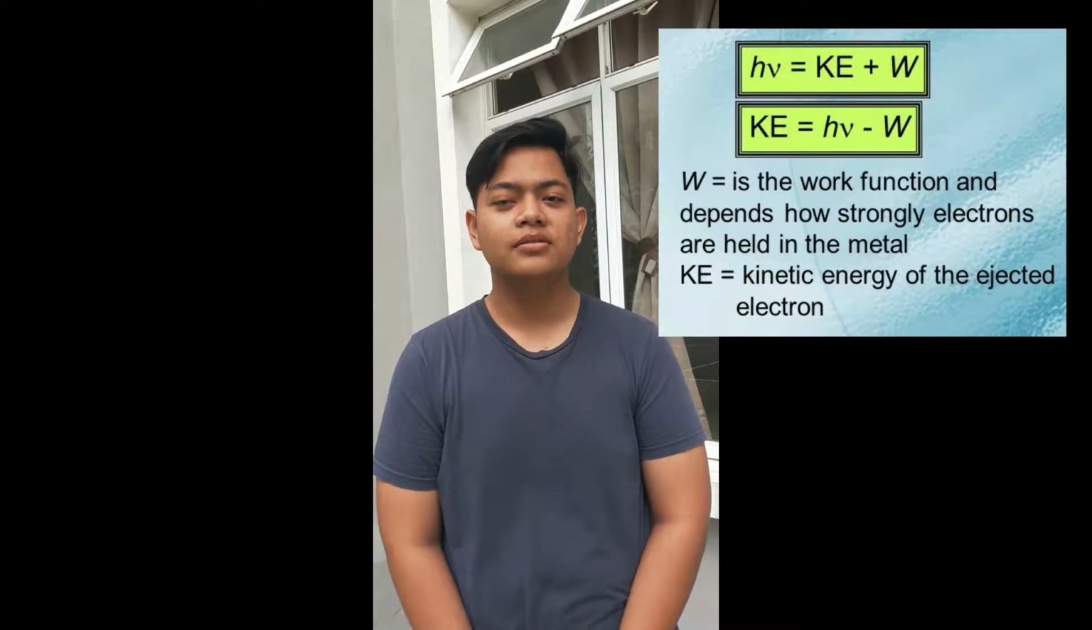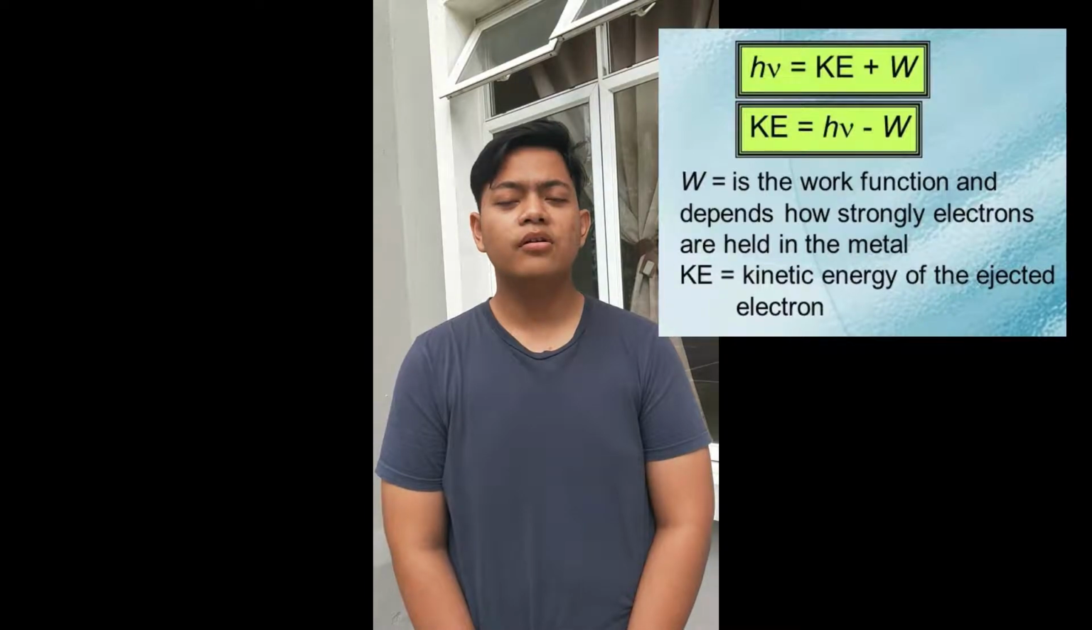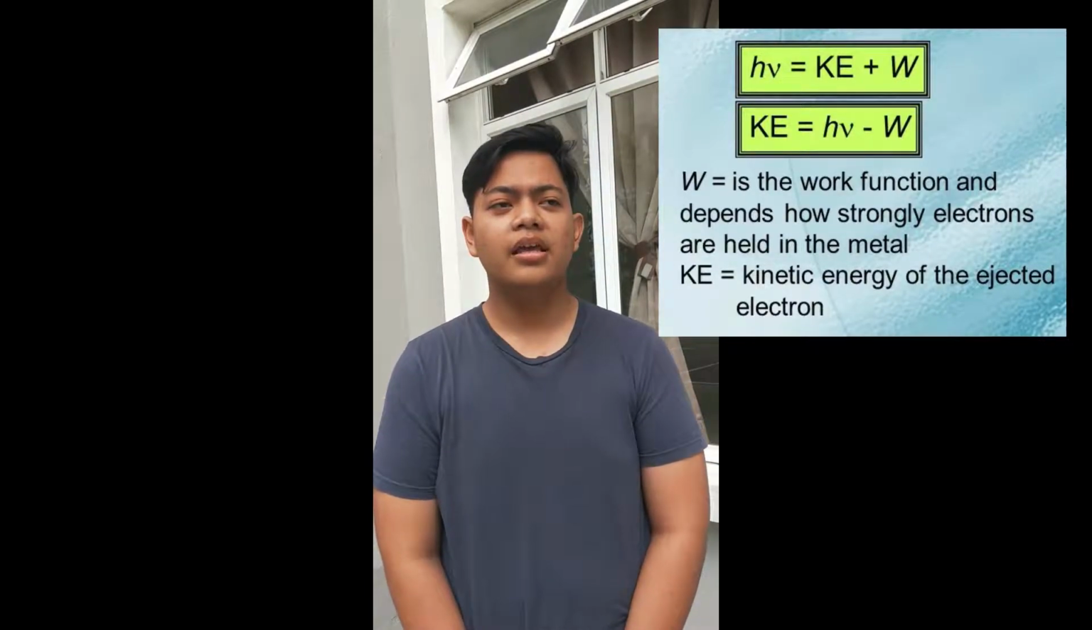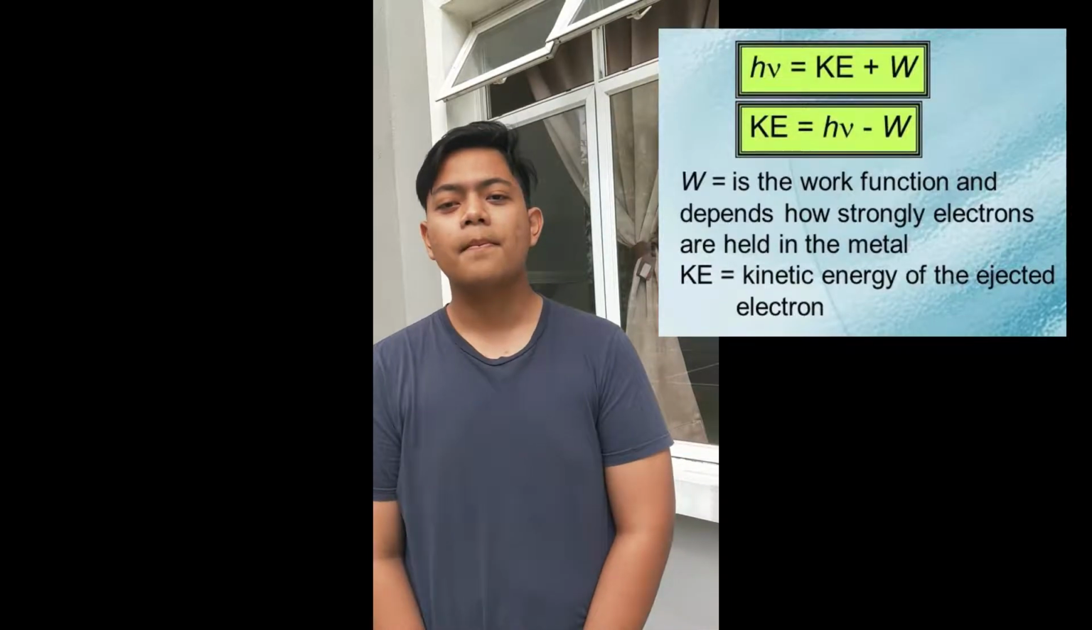Today I want to explain about the photoelectric effect. The photoelectric effect happens when electrons are ejected from the surface of a metal because of light, and it requires a minimum frequency, also called the threshold frequency. The number of electrons ejected is proportional to the intensity of the light. A photon is known as a particle of light. The formula is hv equals KE plus W, where h is the Planck constant, v is frequency, KE is kinetic energy, and W is work.